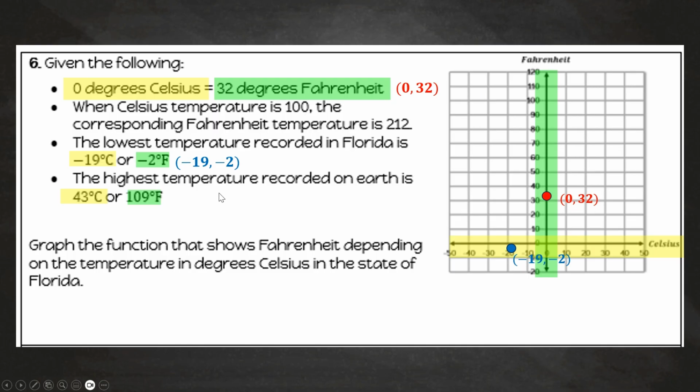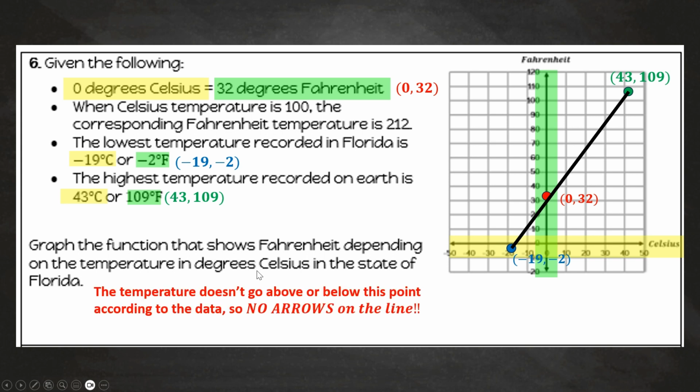The highest temperature recorded is 43 and 109. So 43, 109 is about here. Now we can connect our dots. And here, because we are talking about, again, a real life situation, and we are talking about Florida, this line or linear function has definite endpoints. There should not be arrows on our line or in our graph. If your graph has arrows indicating that it's continuing on forever, that would not be the correct graph.